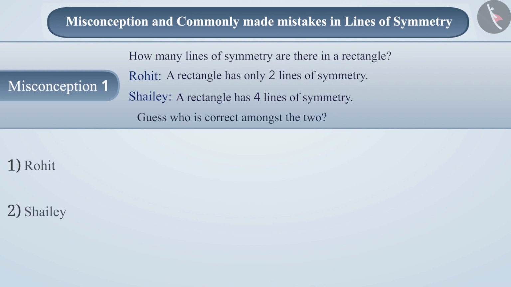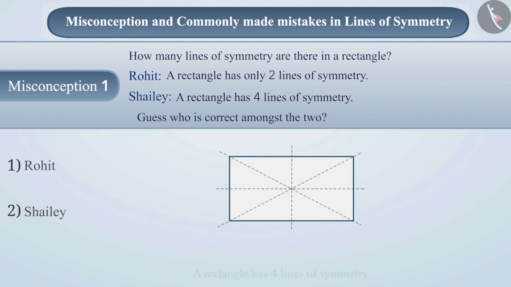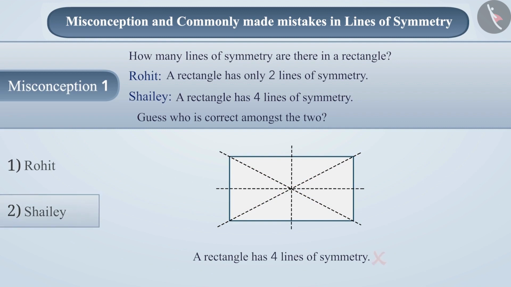Many times, there's a misconception among students that a rectangle has 4 lines of symmetry. The reason behind this is that, along with the vertical and horizontal lines, students consider the diagonals also as a line of symmetry. They think that Shaili's answer is correct and hence select option 2, which is incorrect.